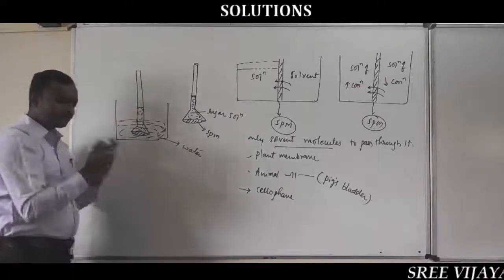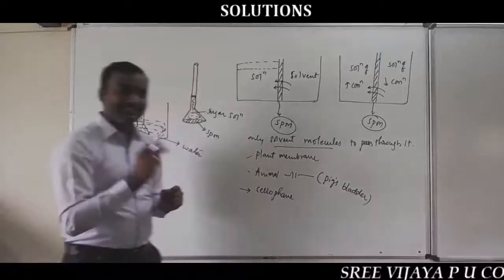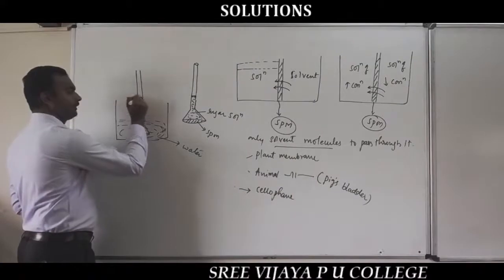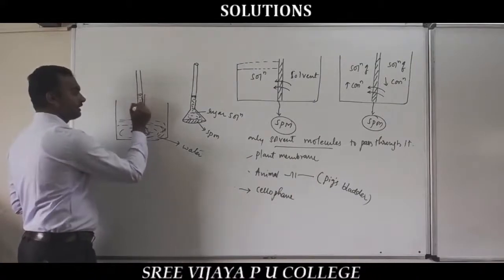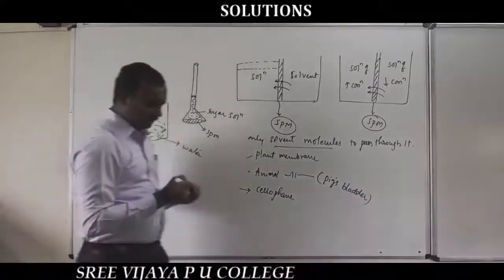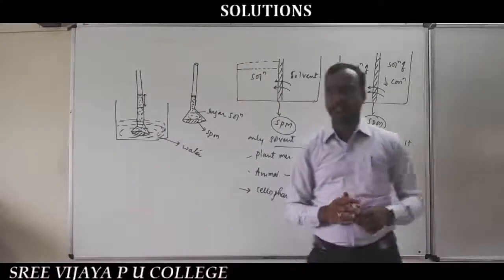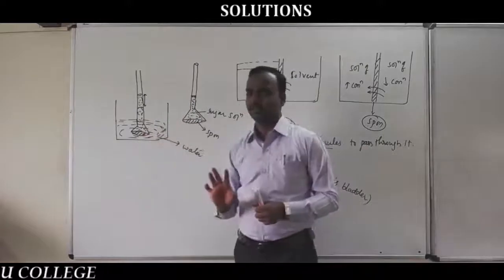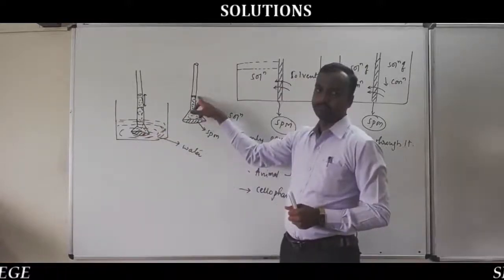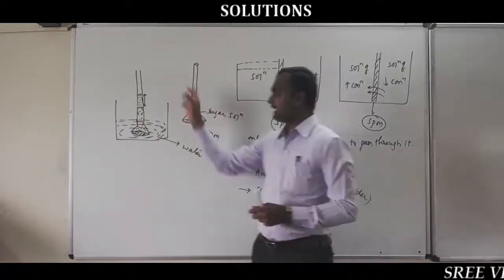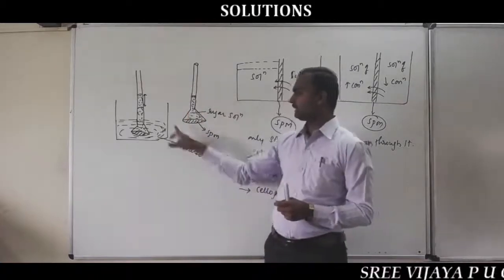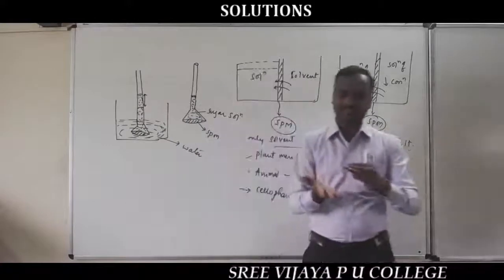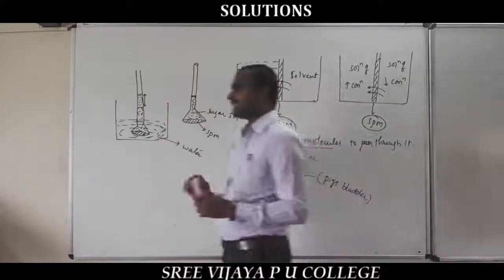After some time, you can observe that the level of the sugar solution in the funnel rises up. What is the reason for that? Before placing the funnel into the water, the level of the sugar solution was up to here. When it is placed in the water in the beaker, the level of the sugar solution inside the funnel rises. Why? What is the reason for this?